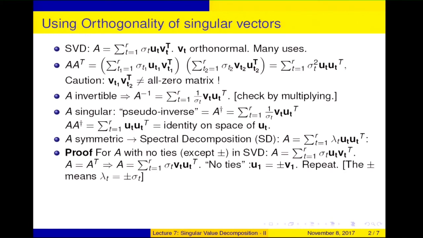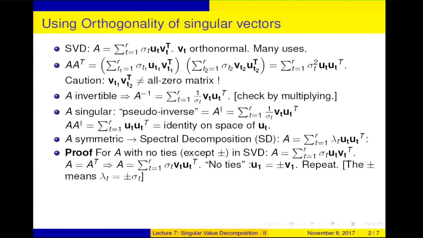Because A is equal to A transpose, symmetric, that implies A is also equal to the sum of sigma t v_t u_t transpose. So I've taken that and transposed it. So v_t came to the front and u_t transpose, right? No ties implies that we said v1 was unique. Here we've got a u1. The length is the same, right? Maybe I should have made that remark. For any vector x, when I hit it with A, the length will be the same. Therefore, this u1 also should be a max. So u1 better be plus or minus v1.